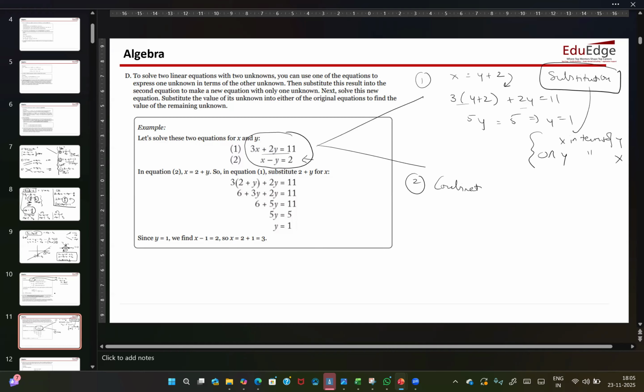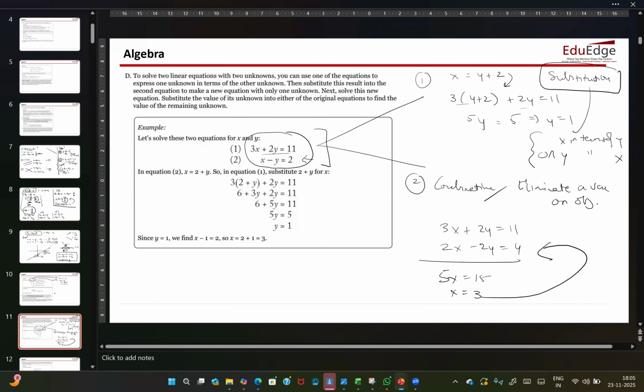The second is called the combination method. This is more powerful, in which you basically try to eliminate a variable on observation. How is that possible? When I look closely at this, I can very easily eliminate y by just writing the first equation as is and multiplying the second equation by 2, and just adding the two. So 5x will be equal to 15, x will be equal to 3. Put it back in this, and y will be equal to 1 then.